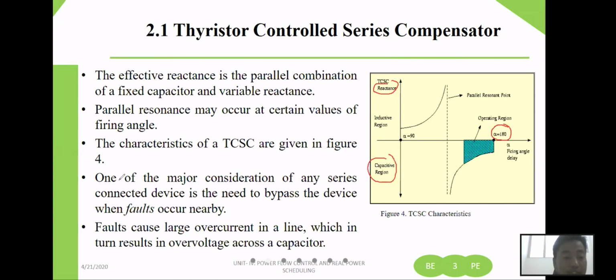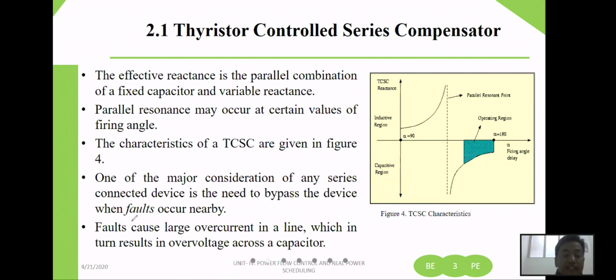Okay, so one of the major considerations of any series connected device is to bypass the device when there is a fault nearby, which means if there is a fault, this compensator should not function. It has to bypass the fault, and then as soon as the fault is cleared, this compensator has to function again and bring the system to stability.